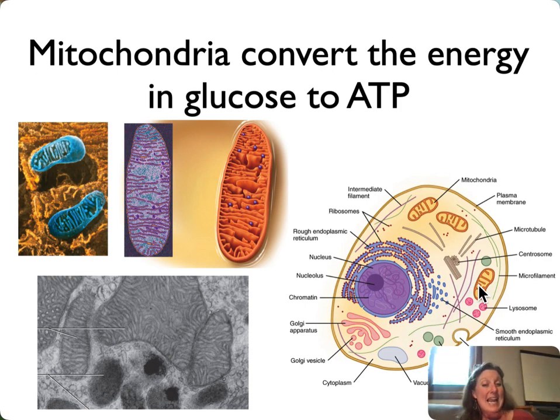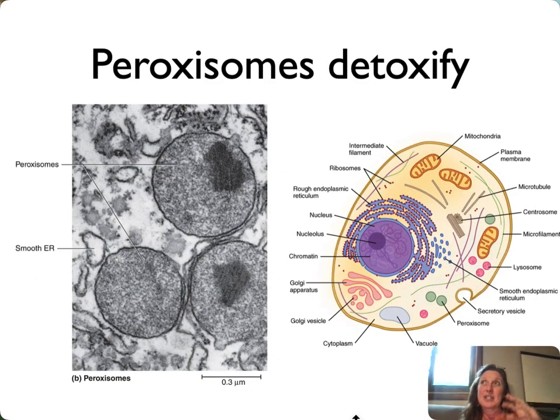Now, making ATP produces some pretty toxic byproducts. In fact, a lot of the processes that the cell does produce toxic byproducts. So we have these organelles in the cell called peroxisomes. If that sounds like peroxide to you, that's on purpose. They are able to make peroxide out of reactive species.